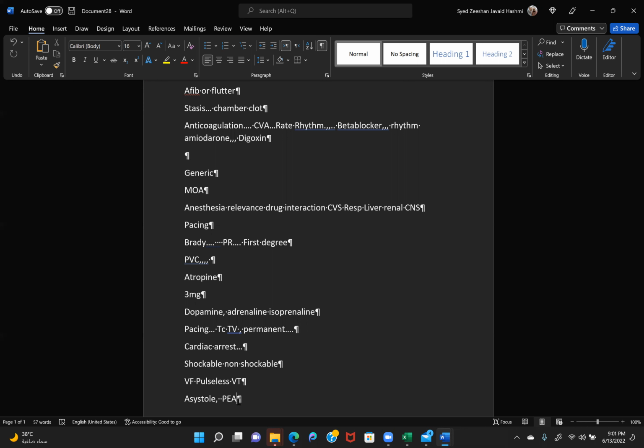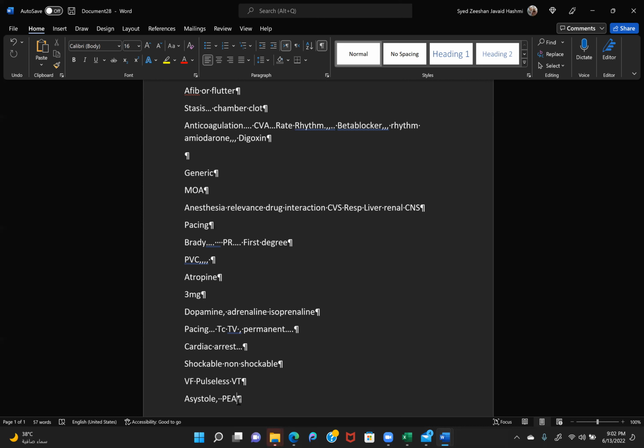Okay, for shockable rhythm, you have to check the rhythm after every 2 minutes. You are only checking the rhythm after 2 minutes, not immediately after the shock. After the shock, you have to resume the CPR. So if you see the patient in shockable rhythm, you have to shock it, and then repeat the CPR, and then repeat the shocks every 3 to 5 minutes.